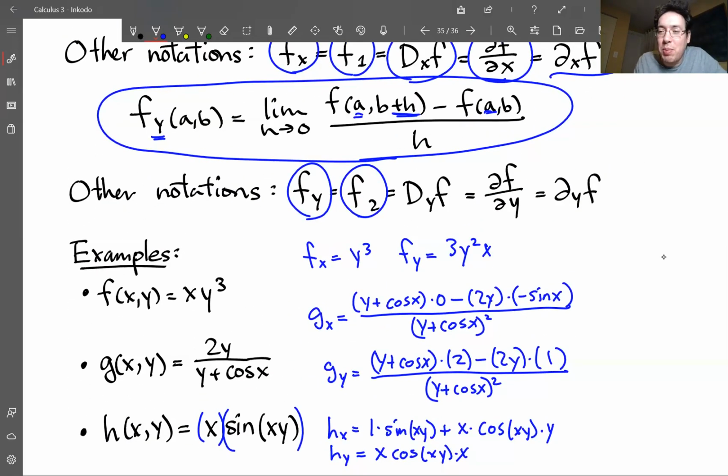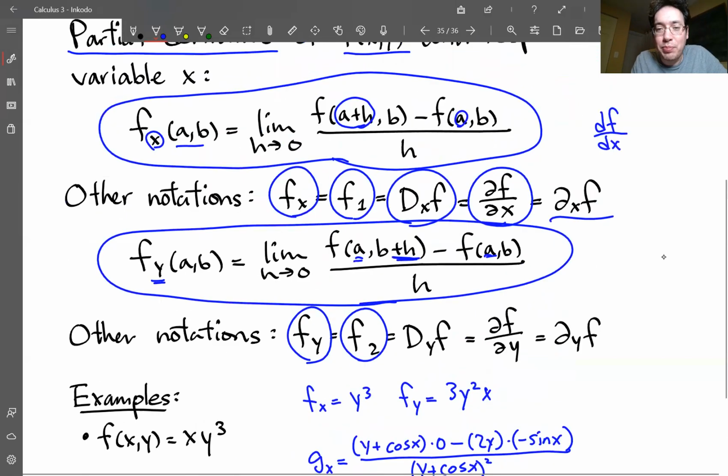So all of the derivative rules that we learned in Calculus 1 directly transfer over to this setting. The only complication is you have to keep straight what's the variable and what gets treated like a constant. So as long as you can keep that straight with practice, that's all that's new here.